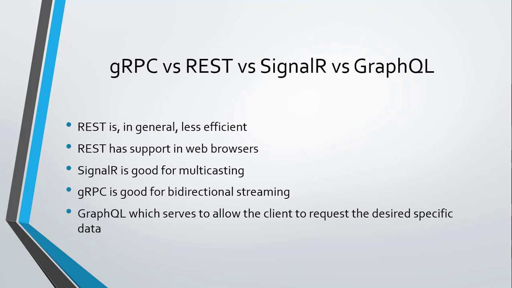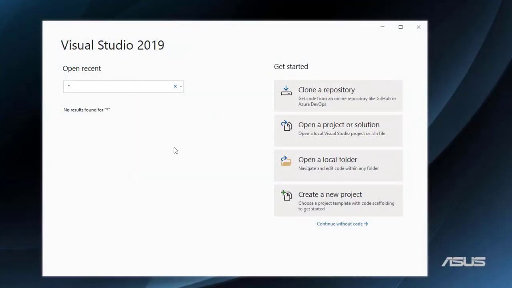Let's move on from theory to practice. We will make a small gRPC server in ASP.NET Core, and then we will make two clients through which we will communicate with the service. We are here in Visual Studio, and by the way, I am using Visual Studio Preview because I will be creating a WinForms application later in the video.